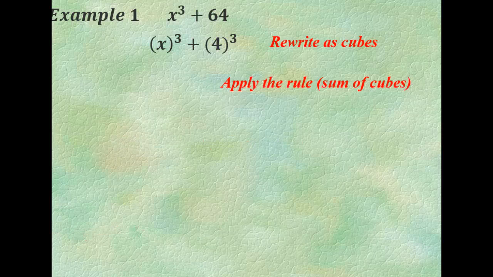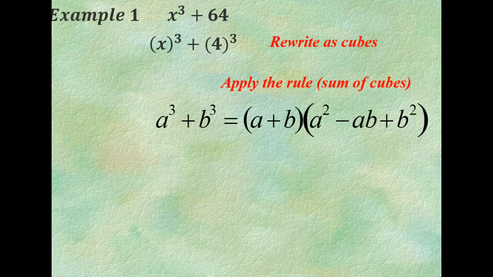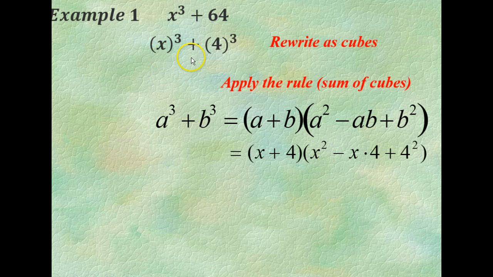So we're going to apply the rule. This is obviously a sum of cubes, so we're going to use this rule. The rule says you take this, notice I'm trying to put them right above each other. My a is obviously an x, and my b is obviously a 4. So in the next step, I'm going to fill in this parenthesis and this parenthesis with the x and the 4. So I write x plus 4, then it says a squared, so I write x squared.